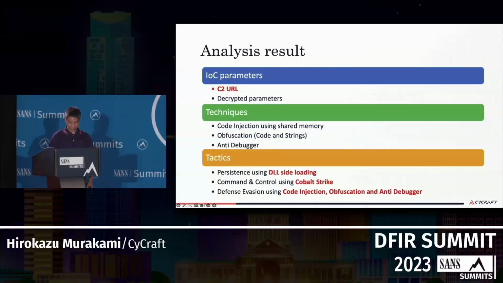I'm now going to summarize the result of this malware analysis. We are able to get the C2 URL as an important IOC parameter. Also, the other related parameters will be useful as IOC. The code injection technique using shared memory was found as an important technique, and this shows the importance of investigating memory.